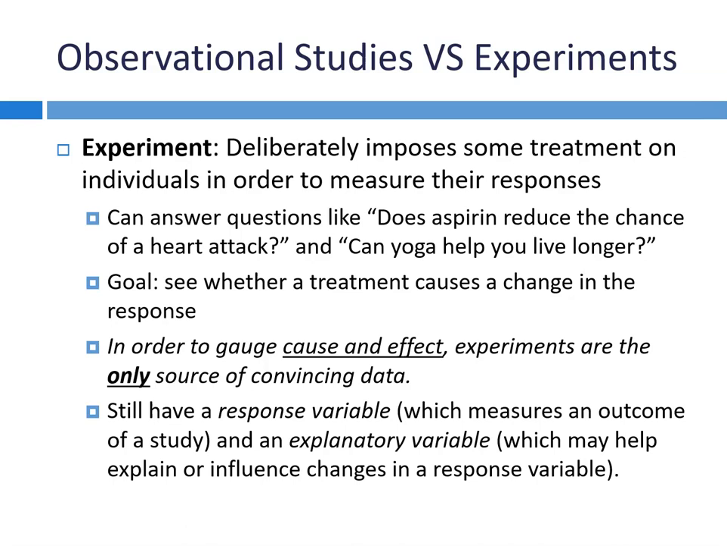This is probably one of the biggest things that I could teach you all year. In order to gauge cause and effect, experiments are the only source of convincing evidence. You can see if there's a relationship if you gather data through a survey, but in order to say one thing caused the other, experiments are the only way to do that. You still have a response variable, which we know measures the outcome of the study, and we still have the explanatory variable, which again may help explain or influence the changes in a response variable.